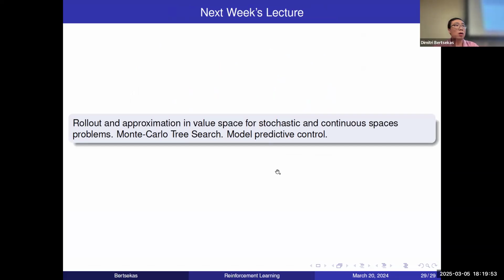In this lecture, we have talked about the most likely sequence for HMM and for Markov chain, which interestingly is a deterministic problem. Up until this point, we have focused on deterministic problems in the specialized lectures and methodologies. Starting from the next lecture, we're going to focus on stochastic problems and continuous space problems. Those include rollout and approximation in value space applied to those problems, including Monte Carlo tree search and model predictive control. Okay.